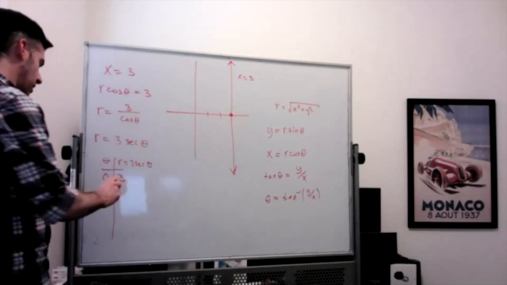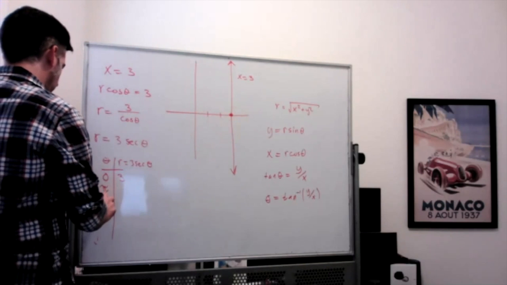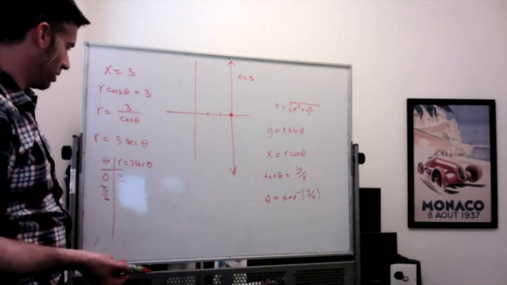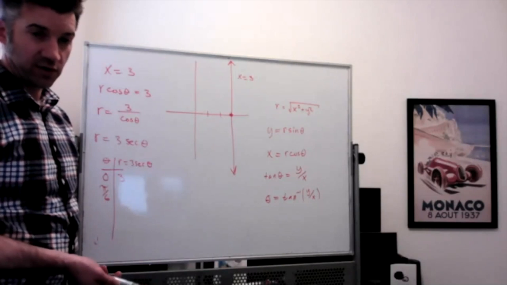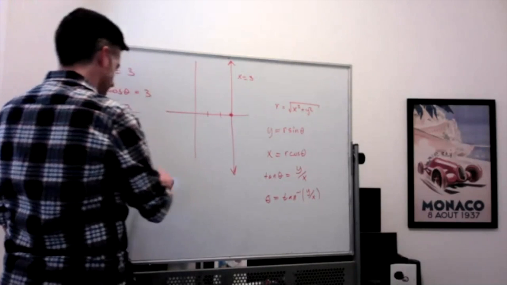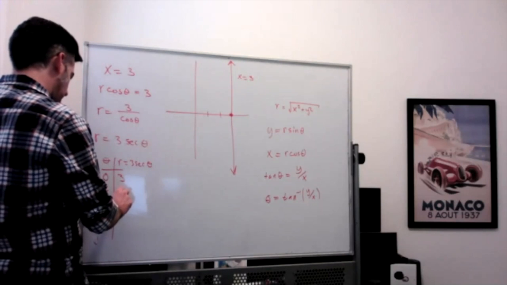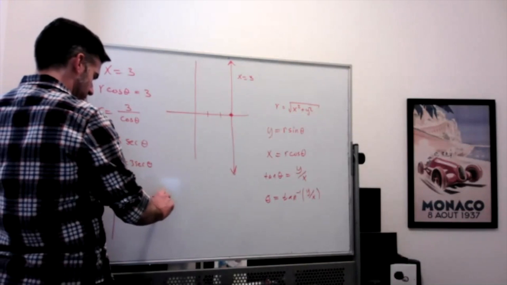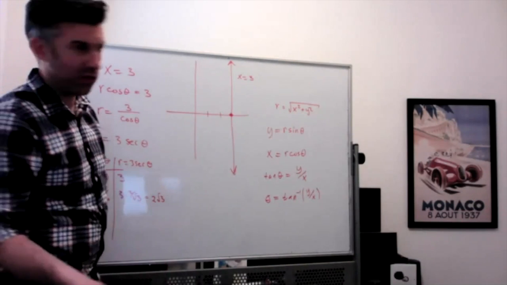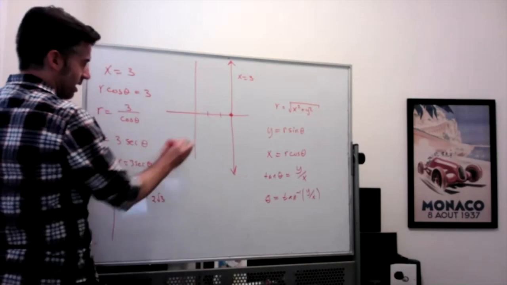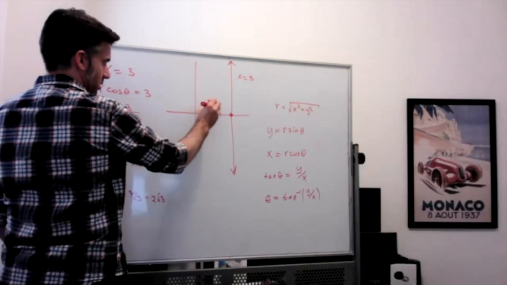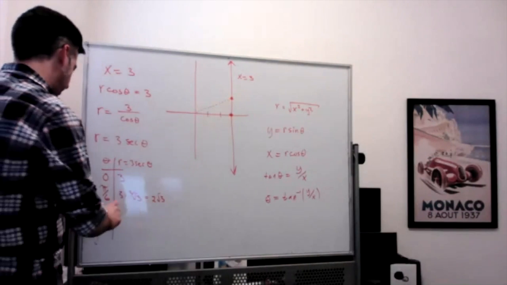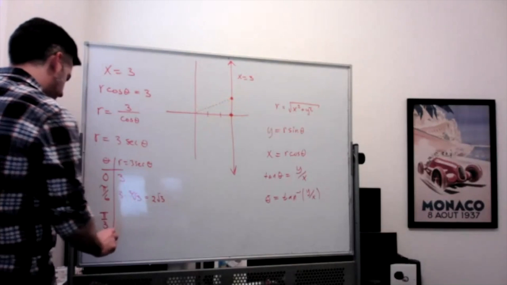And then if your angle is, say, pi over 6, secant of pi over 6 is annoying. Cosine of pi over 6 is the square root of 3 over 2, so secant of pi over 6 is 2 over root 3. So this is equal to 3 times 2 divided by the square root of 3, which is 2 square root of 3, which is about 3.4. So if you're going at this angle of pi over 6, you want to go 3.4, which is the right length there.